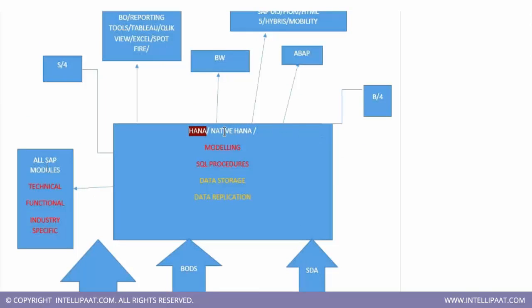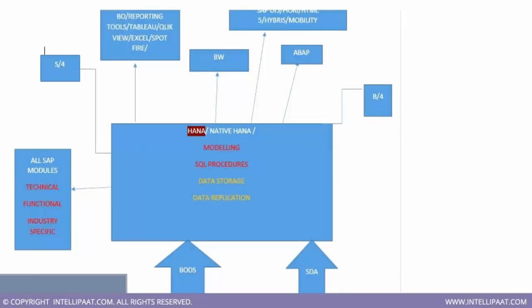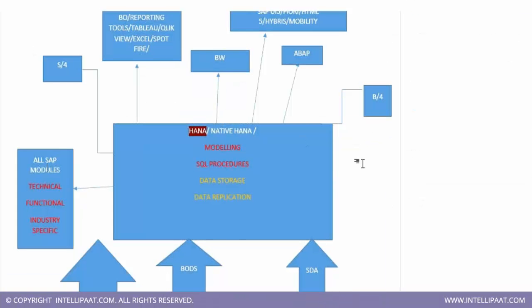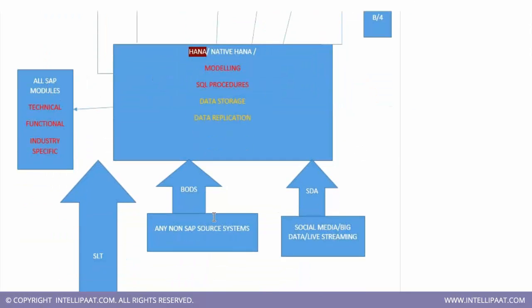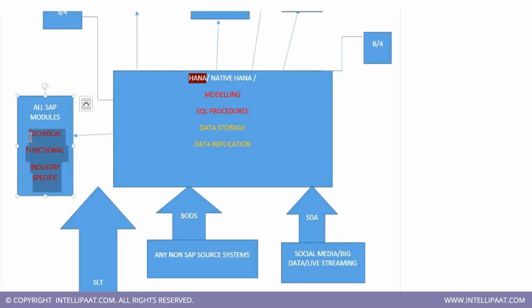So are we clear? Our course is all about learning native HANA. Just one thing, Jagdish. Go ahead. For example, you told us that B4 is coming and replacing BW, and ECC is being replaced by S4, right? So how will be the impact? All the SAP modules you have written below, the industry specific modules, are all sitting in ECC currently, right?